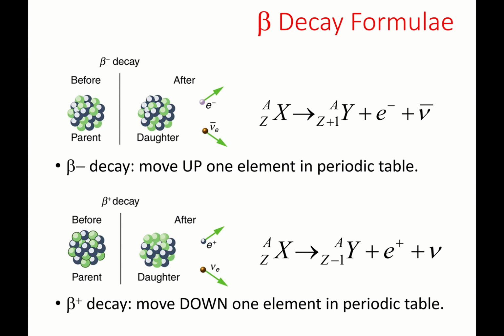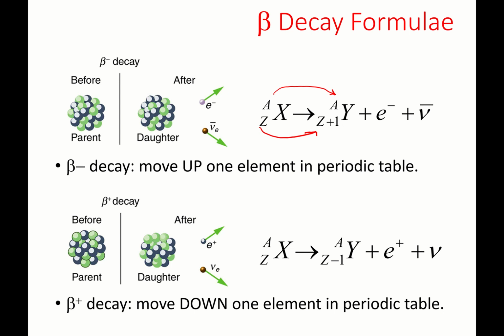So the 2 beta decay formulas are for beta minus and beta plus decay. For beta minus decay, we have a neutron that turns into a proton. So our Z number is going to increase by 1. We have 1 more proton, but we still have the same number of nucleons because all that happened was one of them turned into another kind. And then we're going to emit an electron, and we're going to emit a neutrino. And you see this neutrino has a bar on it. That means it's an antineutrino.